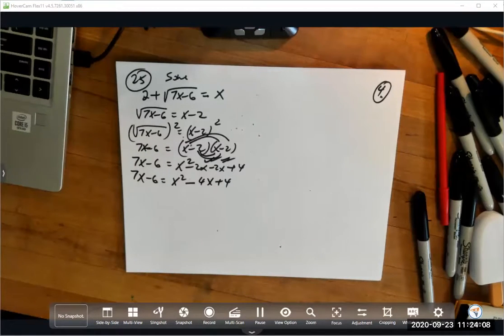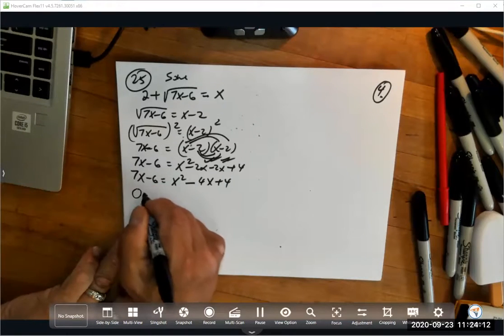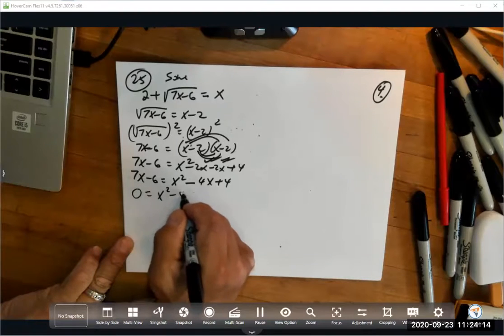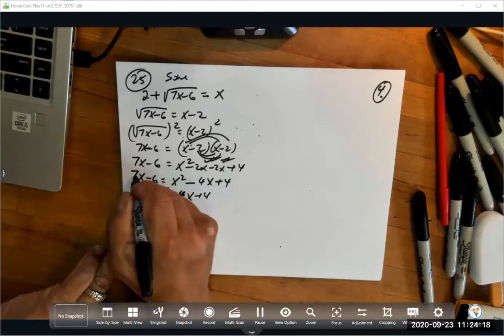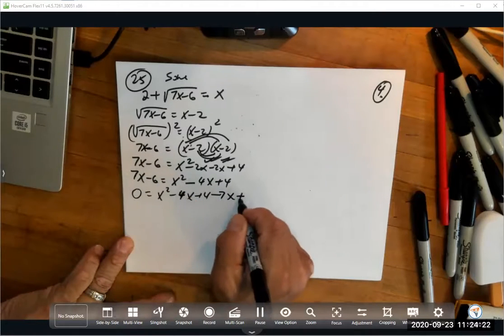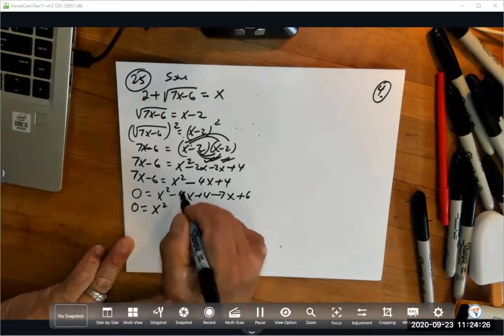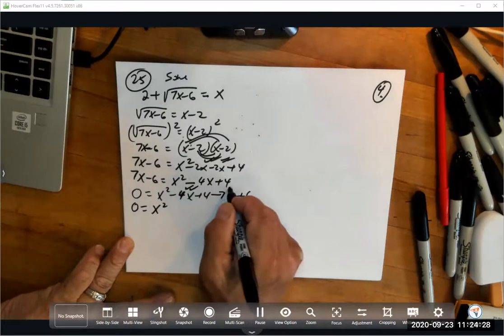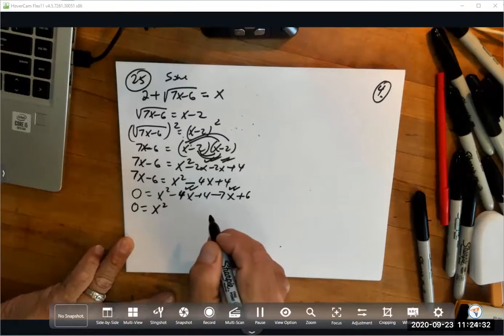All right. So now I'm going to bring these numbers over. I'm going to write this: x squared minus 4x plus 4. And instead of plus 7, I'm going to write minus 7x. Instead of minus 6, I'm going to write plus 6. So now x squared. Now calculator skills. What is this number and that number right there? Negative 4 and negative 7. You do it.